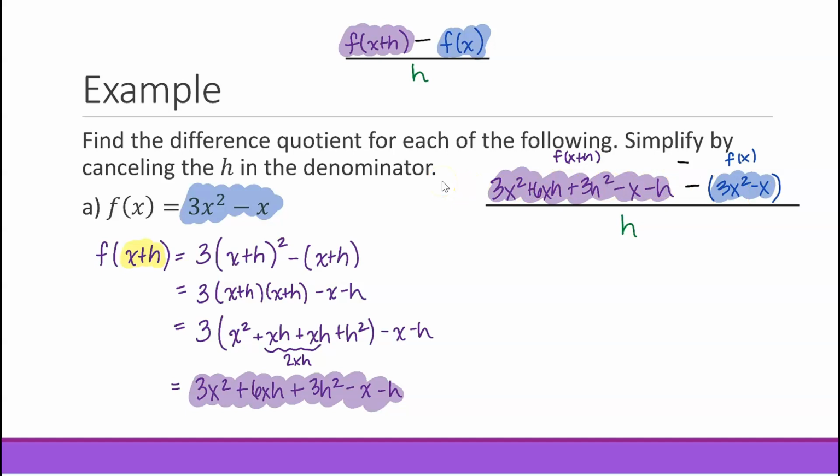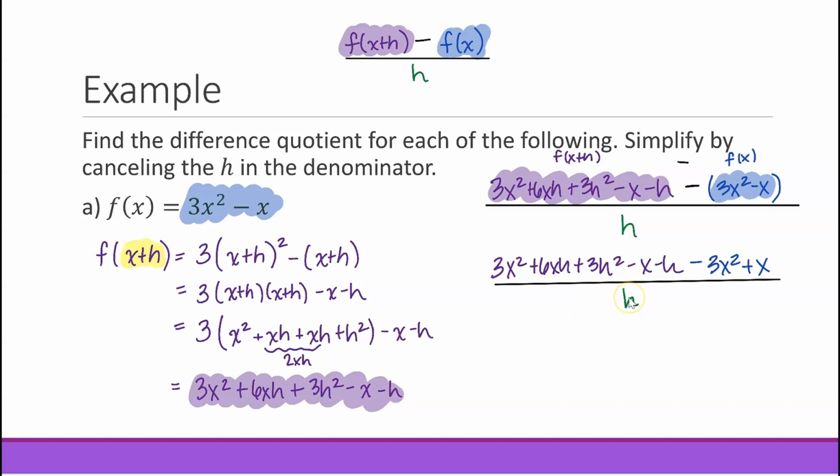So here, let's see, I'm going to go ahead and copy 3x squared plus 6xh plus 3h squared minus x minus h, and then minus 3x squared plus x after distributing in that minus there, and then all over h. So what should happen if I've done things correctly is everything in the numerator should cancel that doesn't have an h in it. So we are told in the instructions, simplify by canceling the h in the denominator. So eventually the goal is I want to cancel out this h in the denominator.